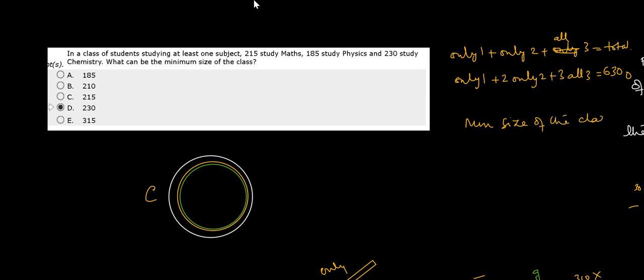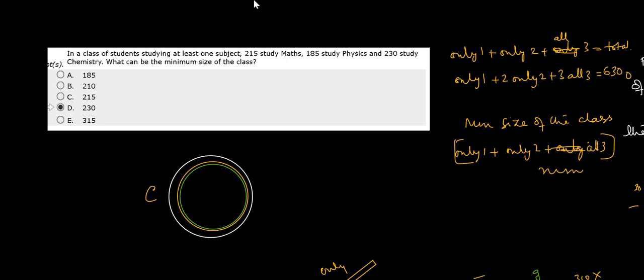Minimum size of the class. That means only 1 plus only 2 plus only 3, all 3, this minimum. This is what we are trying to find out, right? Yes, sir. This is what we are trying to find out.